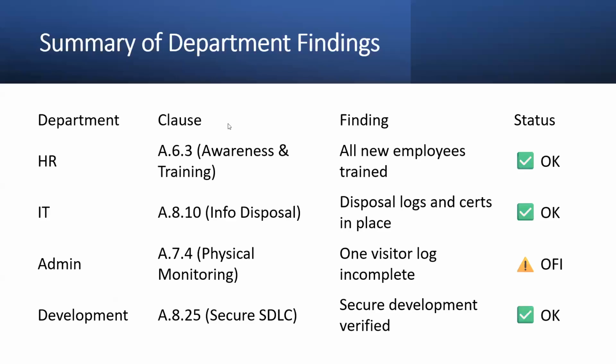So for that, I have created the summary of department findings. Have a look at this. Specifically, department-wise, that control has been tested. So what do we have? We have the department, the control number, the findings, and the status.